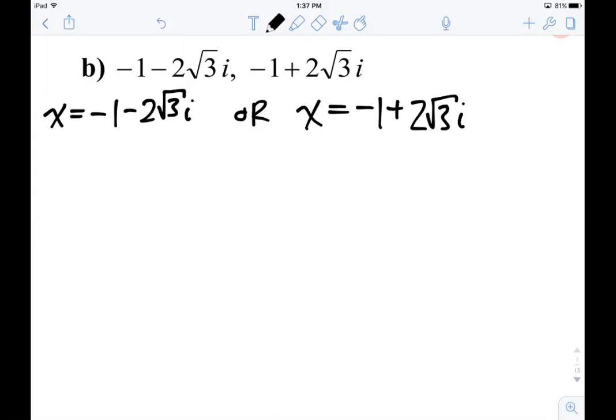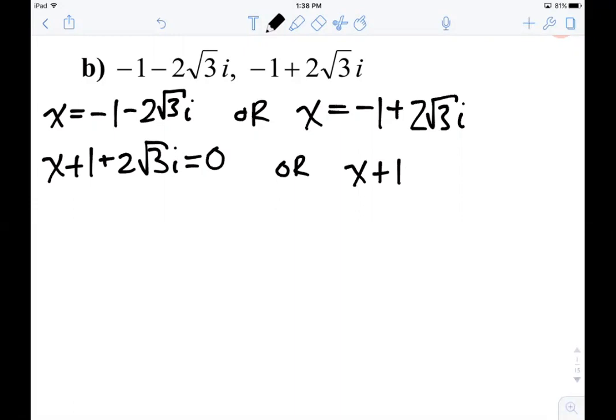So right away, that might look a little bit weird, but again, we can work with it the same way. Now we're trying to take each of those little mini equations that we've set up and rearrange them so that we know what would equal 0 in each case. Well, if I take the one on the left and I move both those terms to the other side, then it would be x plus 1 plus 2 root 3i is equal to 0. Or it's also true that x plus 1 minus 2 root 3i would also equal 0.